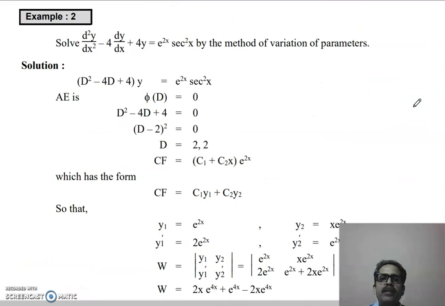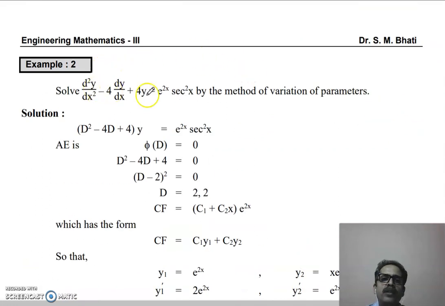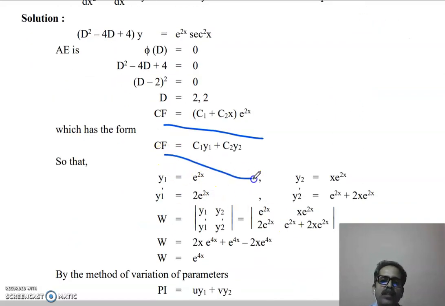Let's see now the second example. Solve this differential equation by using the method of variation of parameter. We have this differential equation. First we find CF, fine, and once you find CF, compare the CF with C1 y1 plus C2 y2, and obtain y1 and y2. From y1 obtain y1 dash, and from y2 obtain y2 dash.